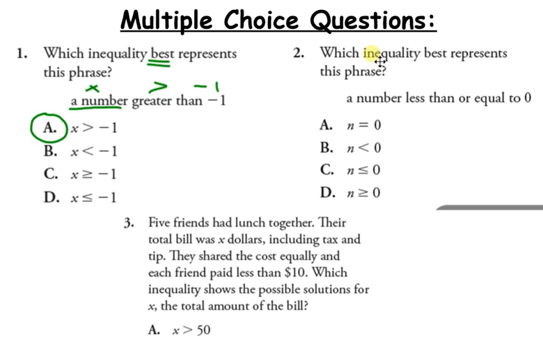Okay, let's look at number 2. Which inequality best represents this phrase? This is another word form question, lots of them. A number, okay, let's use n, less than or equal to, okay, less than, and then the bar underneath, 0. Which one of these matches? C.